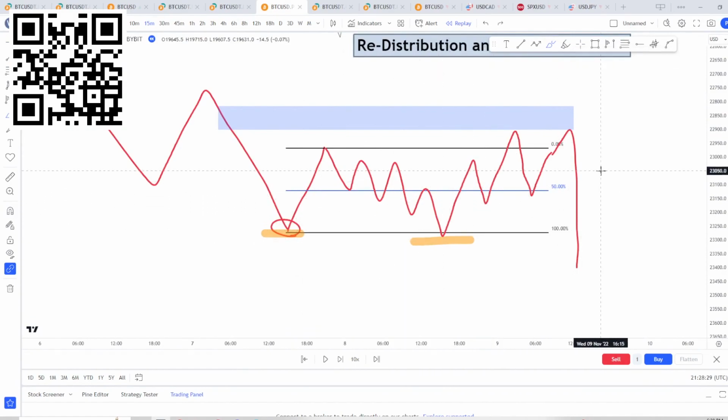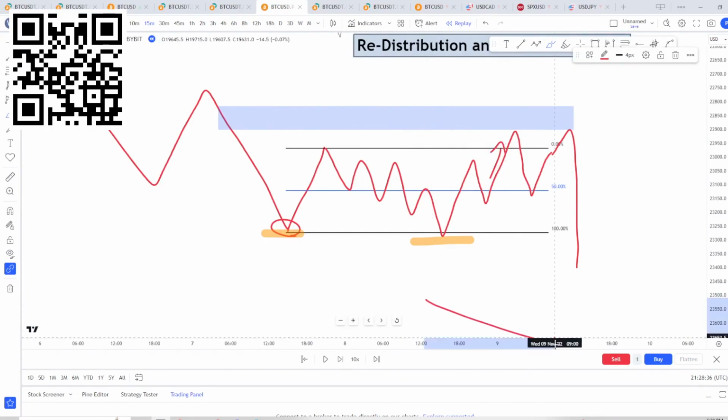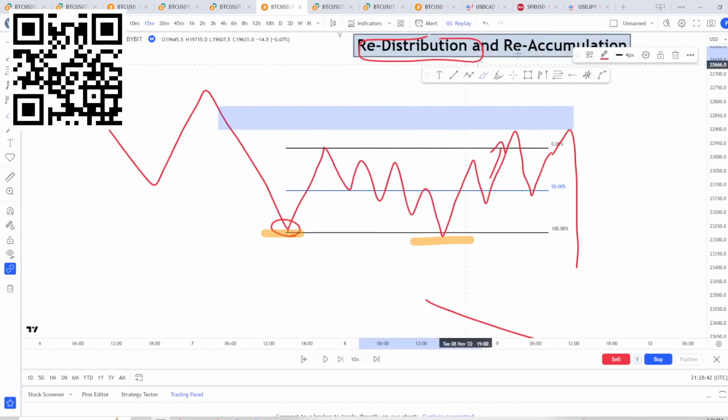Key thing, little trick here that we can watch. Always watch the volume, because when it ends up breaking that range high, if you're seeing a huge decrease in volume, that's usually a sign that it could be a redistribution or a reaccumulation, okay?